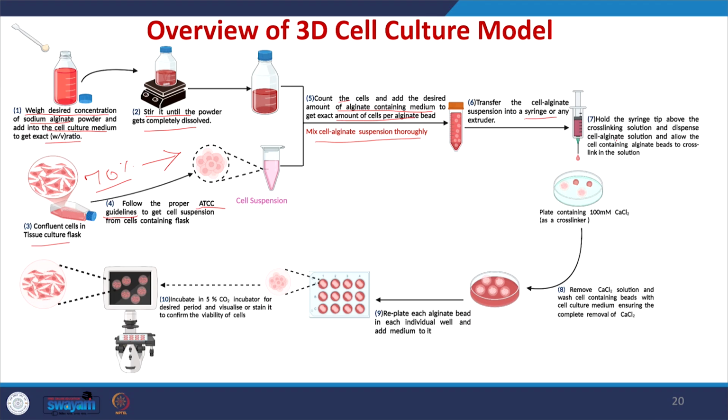Hold the syringe tip above the cross-linking solution. Here the cross-linking solution is, we are using this 100 millimolar calcium chloride, and dispense the cell alginate solution and allow the cell containing alginate beads to cross-link in the solution.